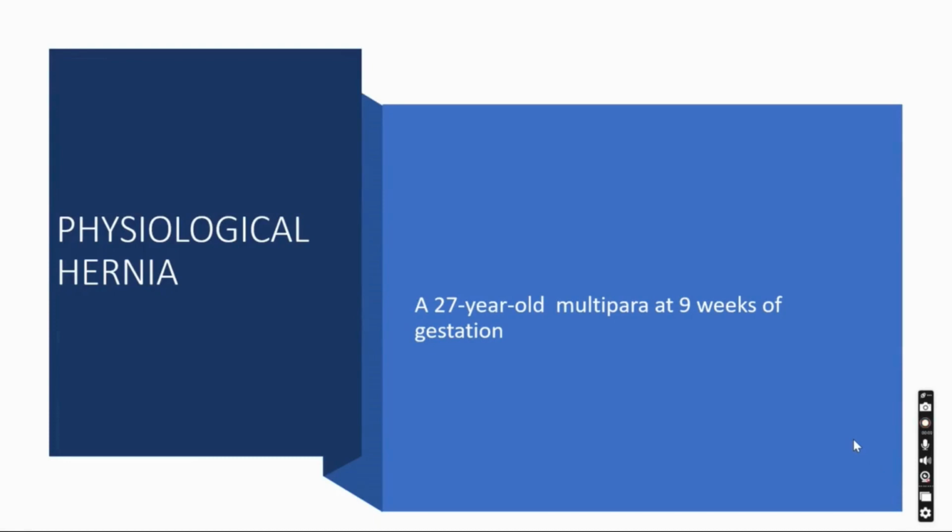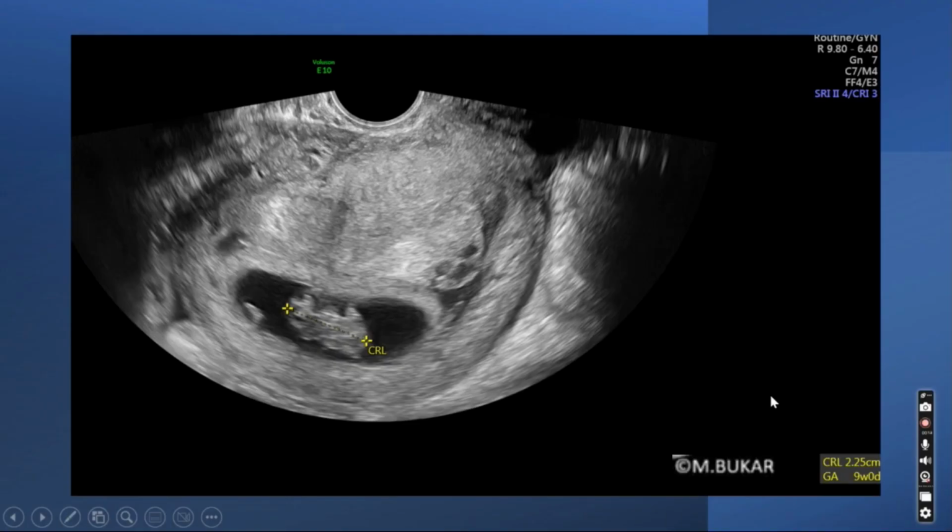The images for this presentation were those of a 27-year-old multipara who was seen at 9 weeks of gestation. As you can see, the crown-rump length was 2.25 centimeters, which gave a gestational age of 9 weeks.